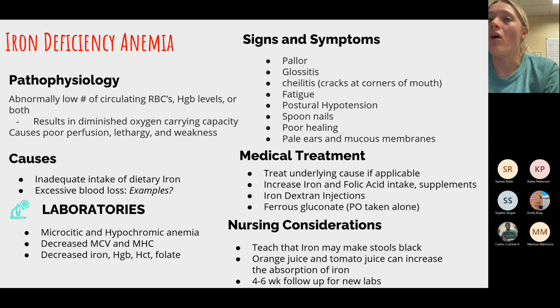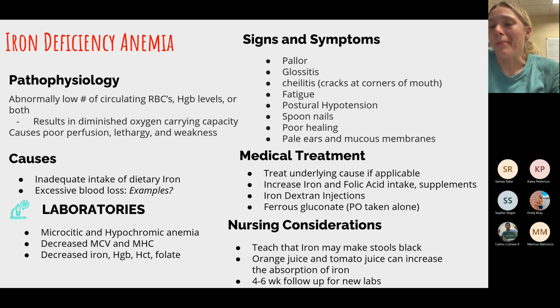Iron deficiency anemia is where I just have low everything. I have a reduced number, a reduced size, and a reduced hemoglobin content because I'm not getting enough iron. Iron helps us make new healthy oxygenated red blood cells. So that's why you're going to see microcytic and hypochromic anemia.